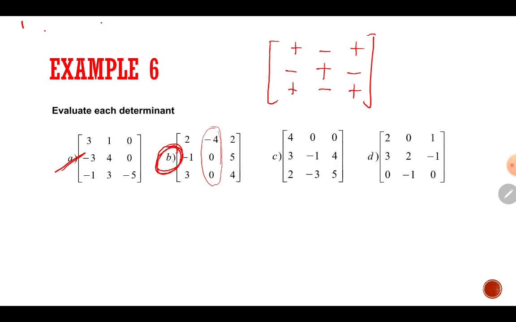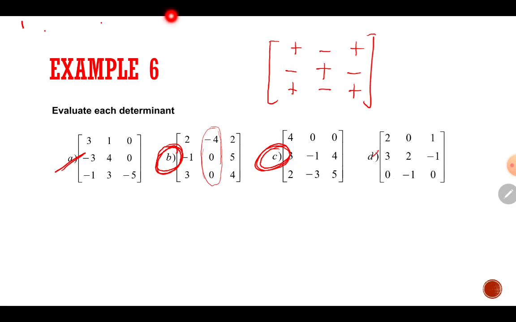Okay, so we have one column. For this B, kita choose the second column. Okay, and then C pun saya nak bagi kat you. Pilih sendiri, fikir sendiri yang mana paling senang untuk kita pilih, to determine the determinant.